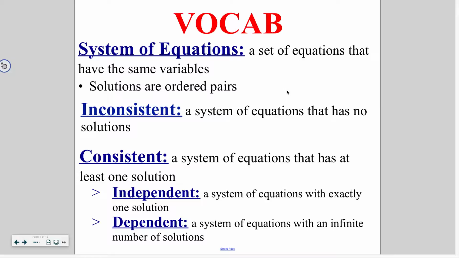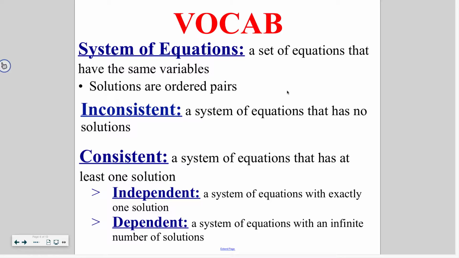Systems of equations are sets of equations that have the same variables. So that's going to be 2, 3, 4, etc. equations that all have the same variables. For our purposes right now, we are only going to focus on 2 equations, but when you get into high school and into Algebra 2, you could be focusing on 3 or 4 at the same time. The solutions to these problems are written as ordered pairs, so we're going to be focusing on variables x and y.